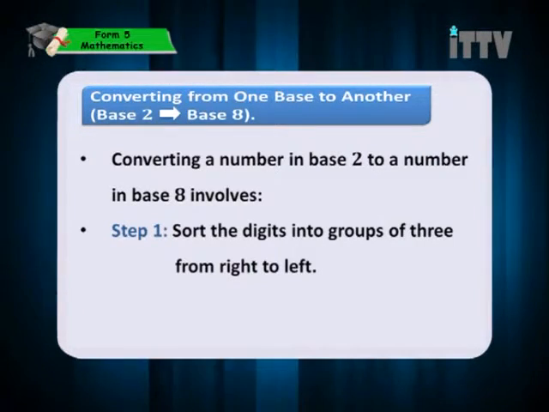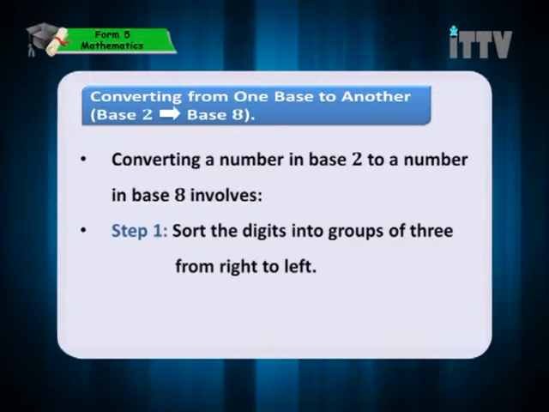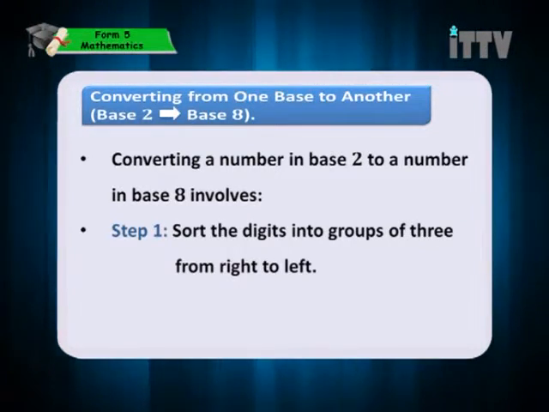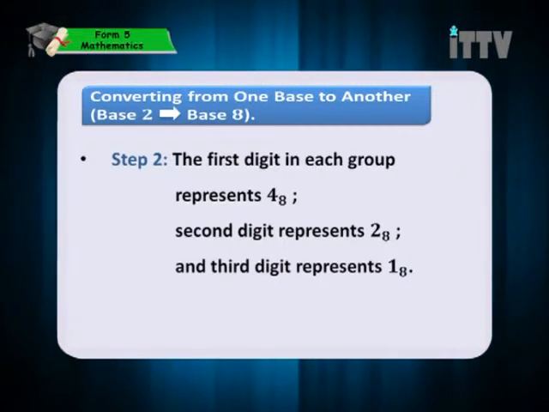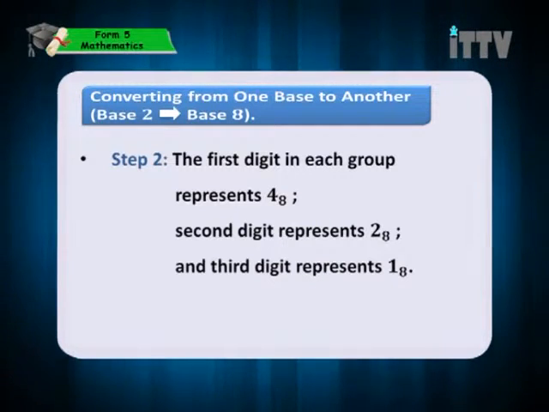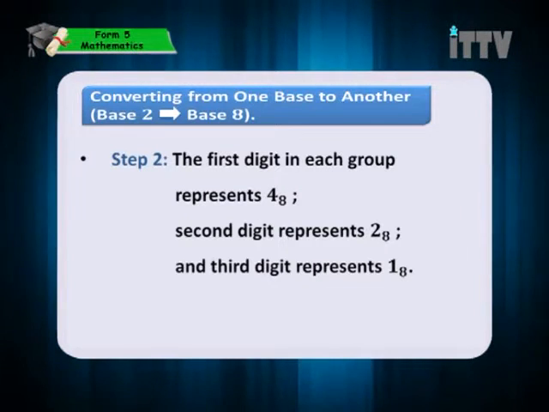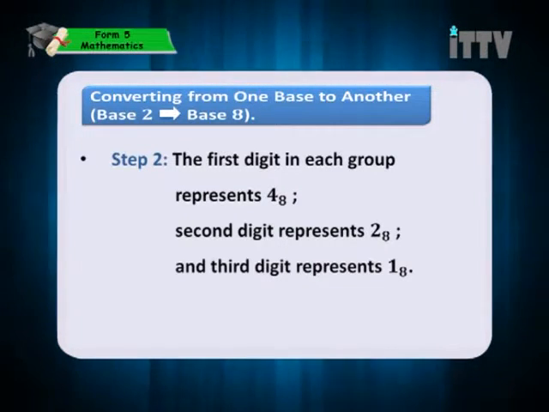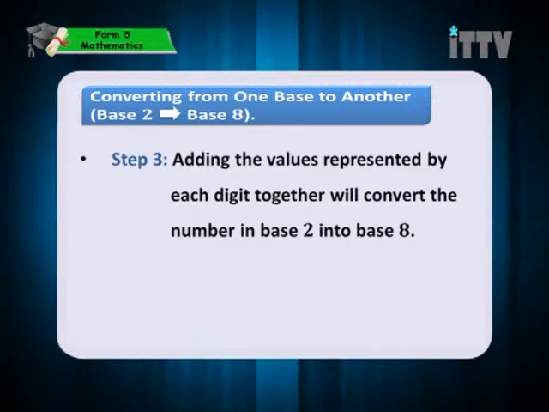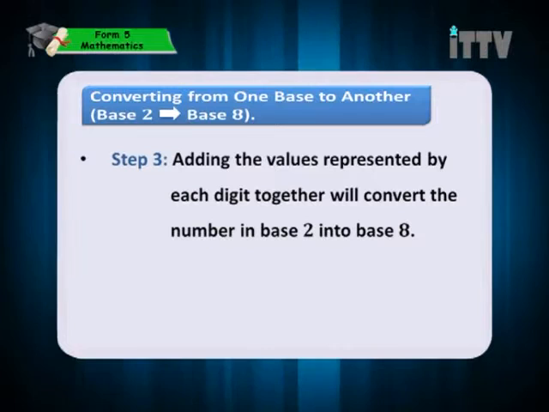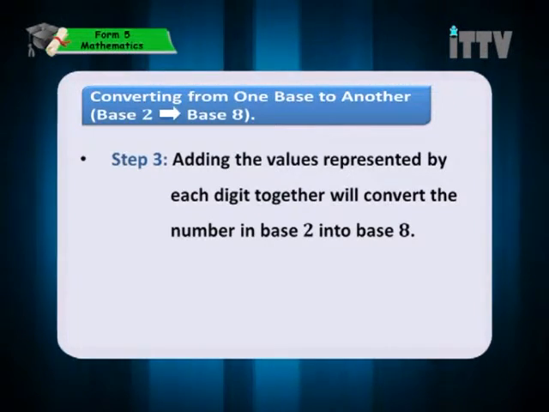Converting a number in base 2 to a number in base 8 involves step 1: sort the digits into groups of 3 from right to left. Step 2: the first digit in each group represents 4 in base 8, the second digit represents 2 in base 8, and the third digit represents 1 in base 8. Step 3: adding the values represented by each digit together will convert the number in base 2 into base 8.